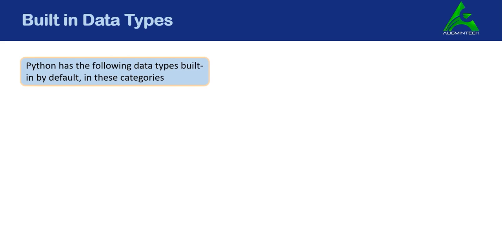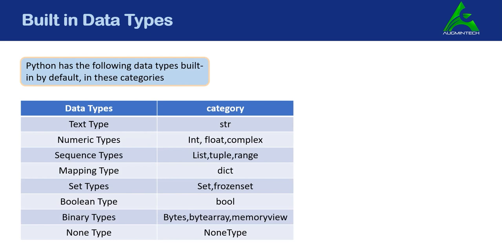Now let's see what are built-in data types. Python has the following data types built in by default in these categories. Let's have a look. So here we have the data types in category. The text type belongs to string. Numeric types are integer, floating point numbers, and complex. Then we have sequence types like list, tuple, range. Mapping type like dictionary. Set types are set and frozenset. Boolean type is bool. Binary types are bytes, bytearray, memoryview, and None type is NoneType.